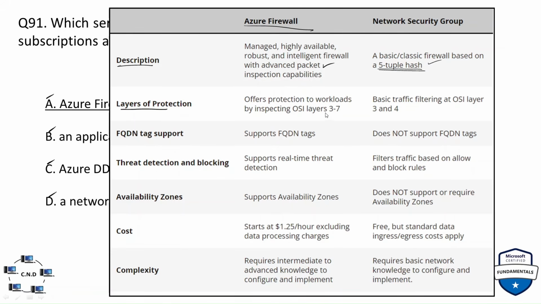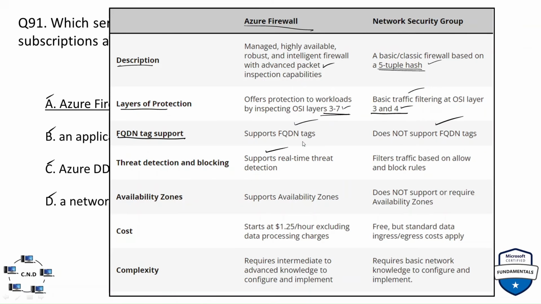The firewall gives you protection up to the highest layer, that is layer 7, the application layer, while the NSG gives you layer 3 and layer 4 protection. Layer 3 is the IP address and layer 4 is basically the ports, such as the SSH port is 22, HTTP port is 80, and that's it. For FQDN, fully qualified domain name tag support, the Azure Firewall supports it, while the NSG does not support this. And then the threat detection and blocking.